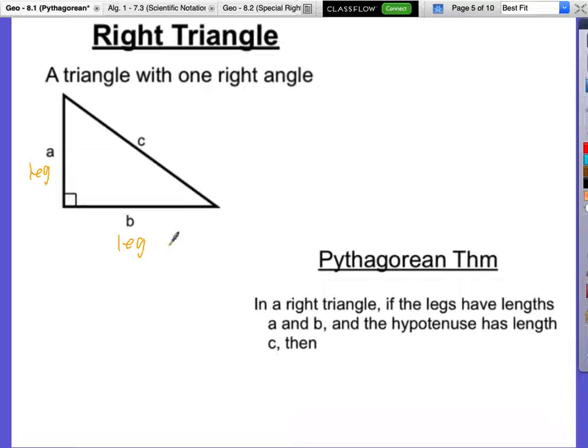Legs hold up something, like legs hold up a desk or a table. The legs are kind of like holding up the right angle. If that's helpful to think of it that way, I haven't heard that one before. I like that. Okay? So A and B are our legs. Does anyone know what we call C?